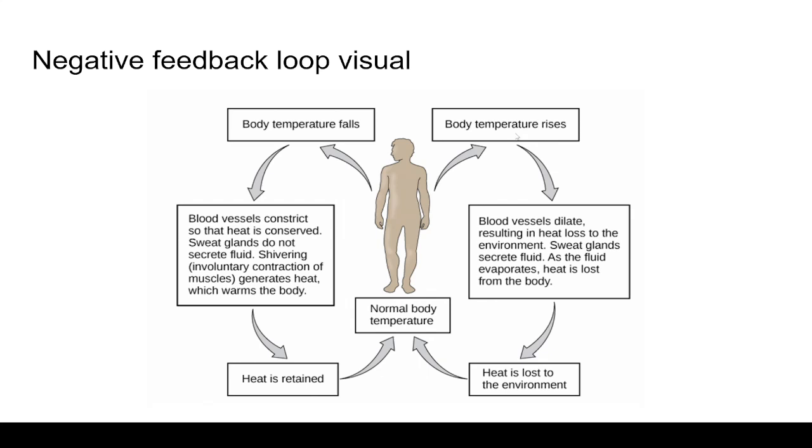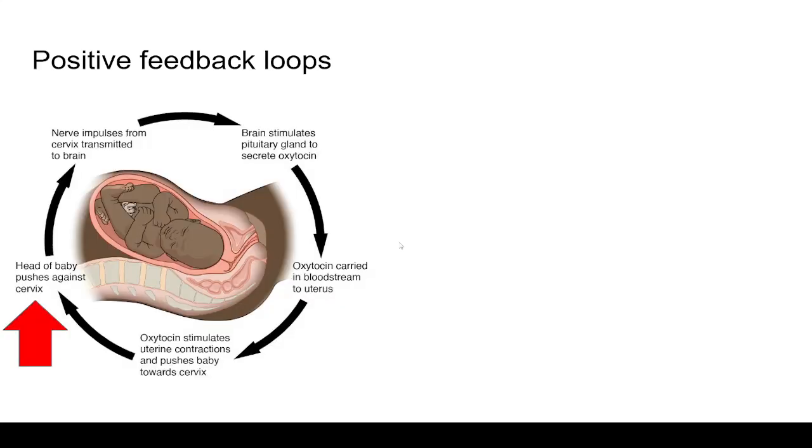If their body temperature rises, maybe they're exercising and they're getting hot, they're going to have a signal sent to the hypothalamus from those thermoreceptors. Blood vessels are going to dilate. They're going to start to sweat, and that sweating will help cool and lose some heat energy to the environment, and that brings their body temperature back to normal. I like these flow charts for the negative feedback loops because what they do is they show us going right back to the original. Well, this flow chart is for positive feedback loops, and it's a little bit different.